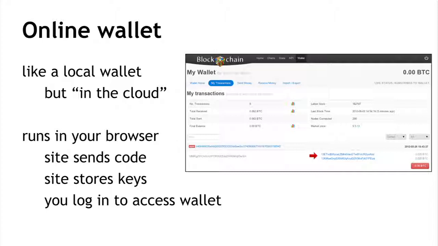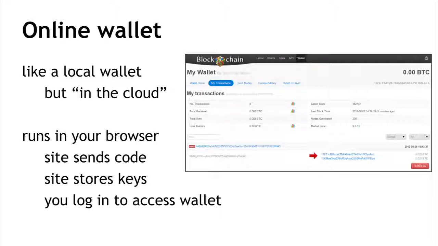An online wallet is kind of like a local wallet that you might manage yourself, except that the information is stored in the cloud. And so you have some kind of, say, web-based interface like this. This is from one called Blockchain, but there are plenty of other online wallet services. You might have a website that you use on your computer. You might have an app that you use on your phone. So it's like a local wallet, but it's in the cloud.